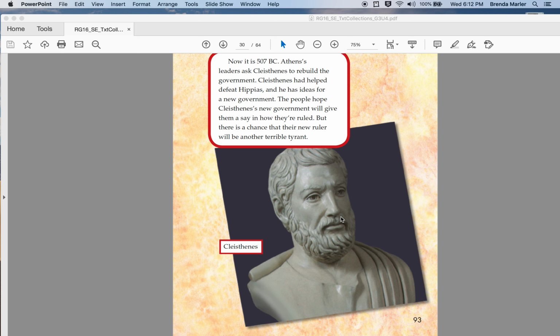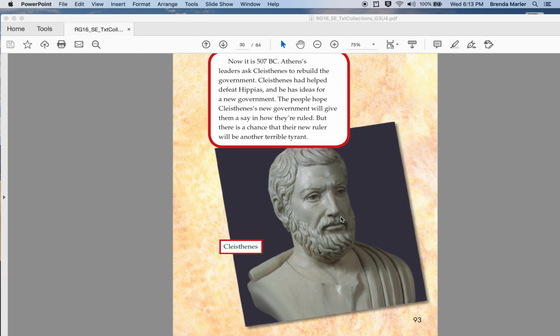I want to read this one more time because we're about to leave off here. It's now 507 BC. Athens leaders ask, I have a tough time with this name, friends, but I'm going to work on it, Cleisthenes to rebuild the government. Cleisthenes had helped defeat Hippias, and he has ideas for a new government. The people hope Cleisthenes' new government will give them a say in how they're ruled. But there is a chance that their new ruler will be another terrible tyrant.